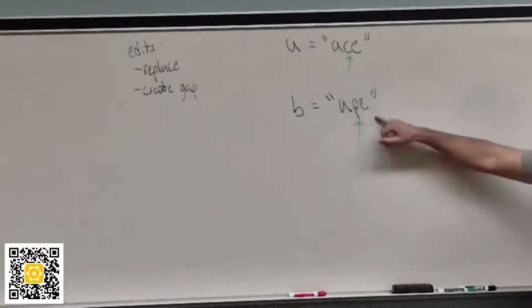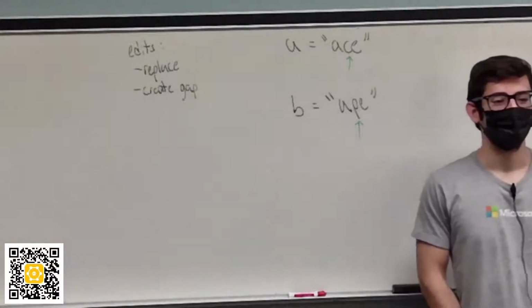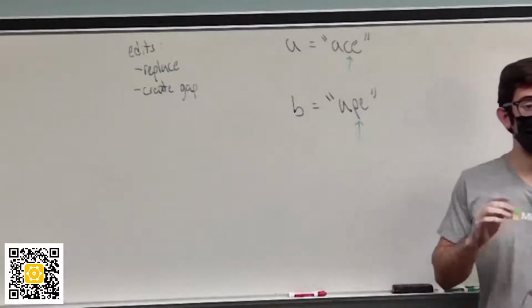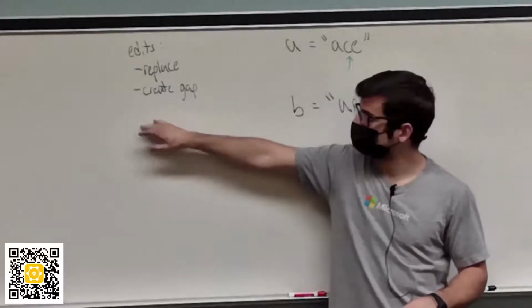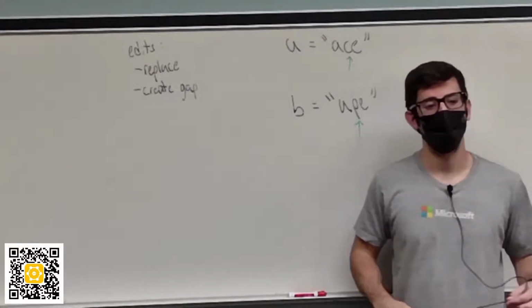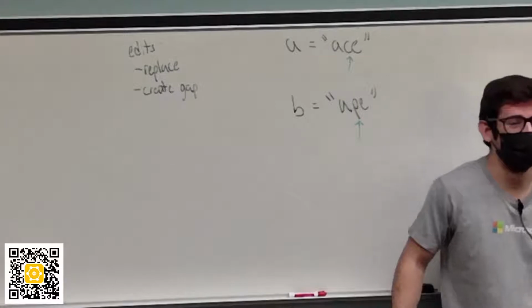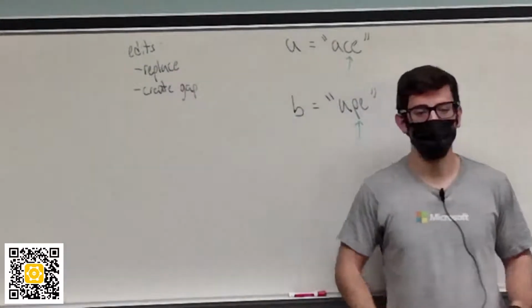Now we're looking at P and C. We know they're obviously not equal to each other, right? So we want to make an edit. And here we have our possible edit choices. Do we know which one we want to pick? Do we know whether we want to replace it or create a gap there? No.